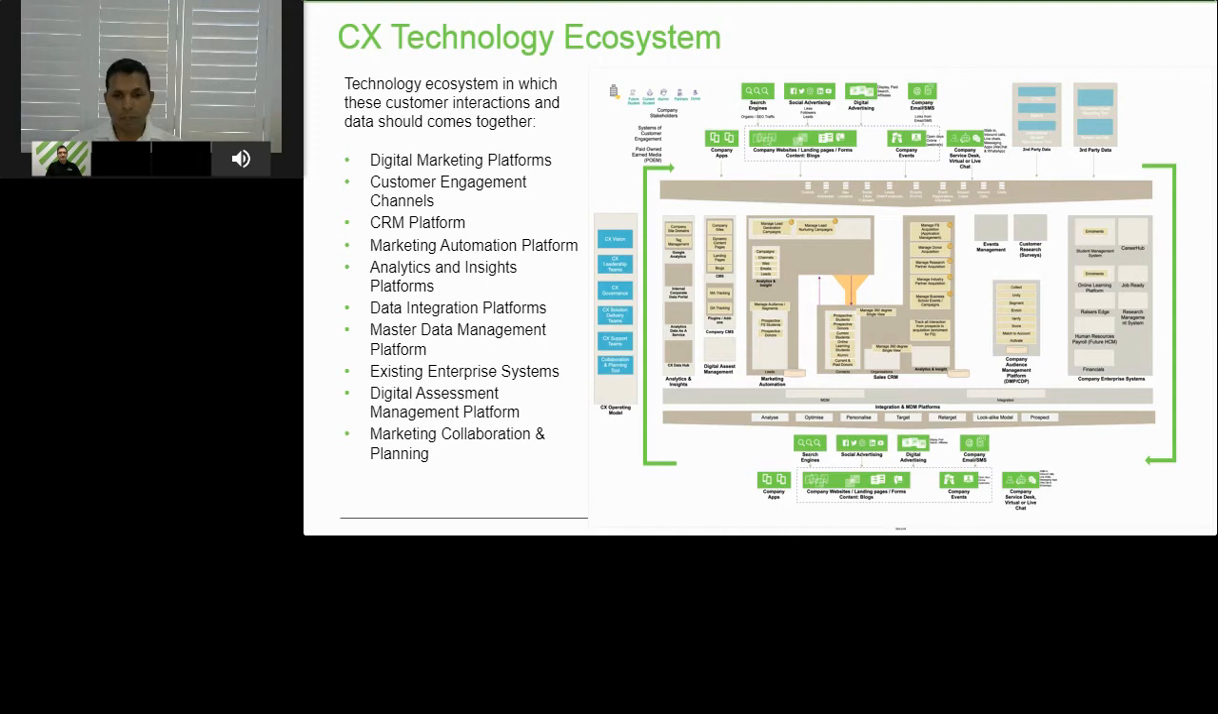One thing I wanted to mention: this diagram is very busy. We have an attachment available as part of this event. You can download it. It's also available to download from our website if you want to get in touch with us.